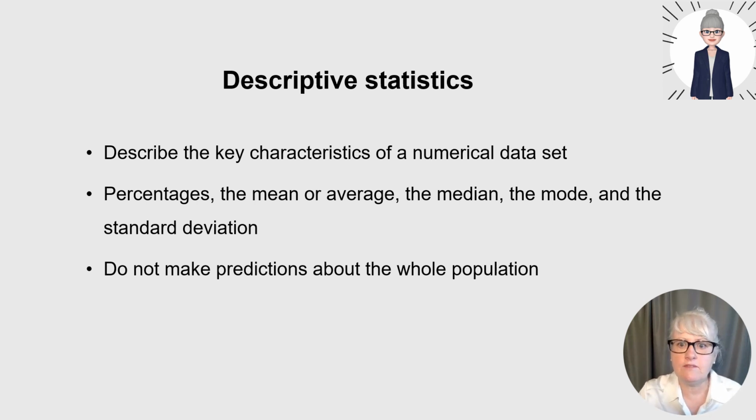So a standard deviation is going to be high if you've got a real range of numbers that deviate away from your average, and a standard deviation will be low if they're near to your average. And when you use descriptive statistics, you're not making predictions or conclusions about a whole population.